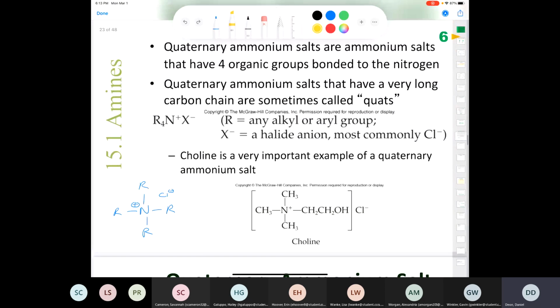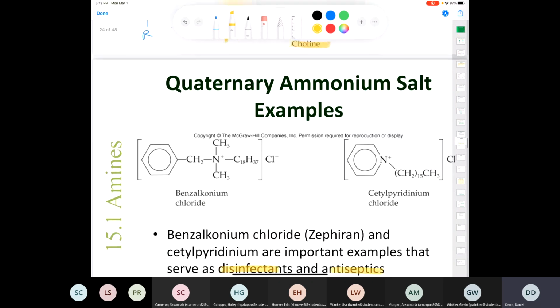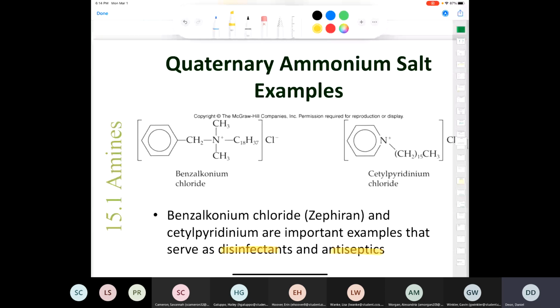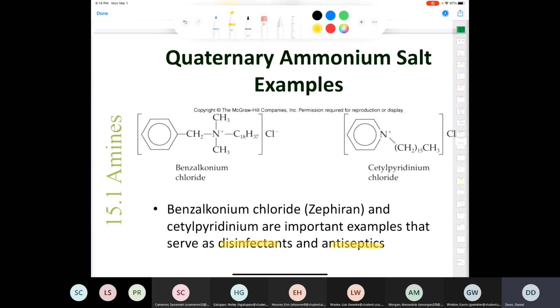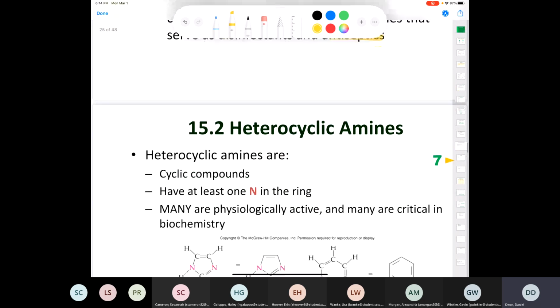Choline is this molecule here. I'm not going to ask you to memorize the structure of choline for the upcoming exam. However, choline is going to show up quite a bit in the biochemistry portion of this course. So after spring break, you're going to see the molecule choline show up a couple of times in some other chapters. So you'll see quaternary ammonium salts show up again. But again, for the next exam, it's just wise that you know that quaternary ammonium salts are widely used as disinfectants and antiseptics.